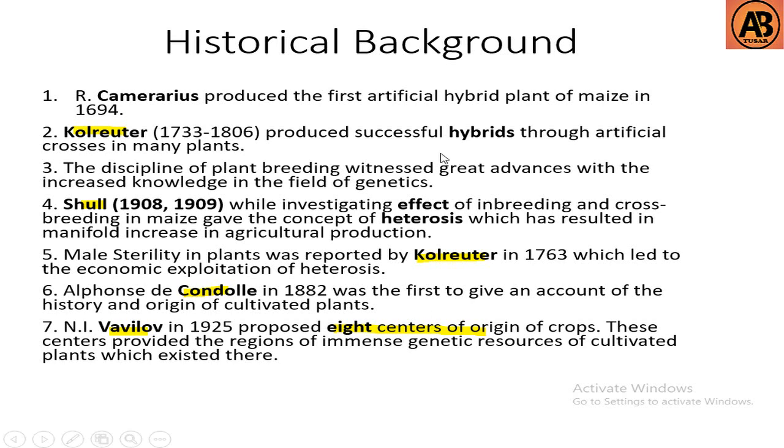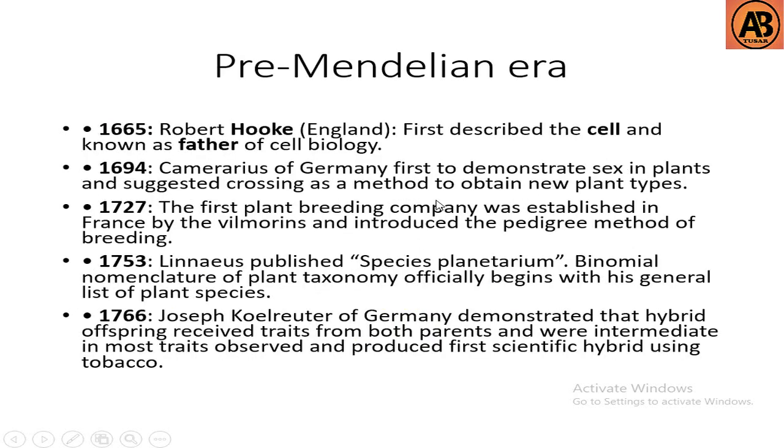Then the historical background is divided into different eras, such as the Premendelian Era. Here we can see 1665 to 1766. This duration is known as the Premendelian Era, and here we can see Robert Hooke, who is the father of cell biology, and different scientists who worked here during 1665 to 1766. We need to just study this. This is not our main concern.